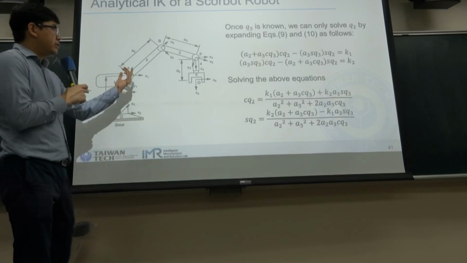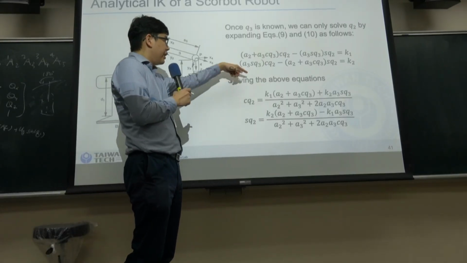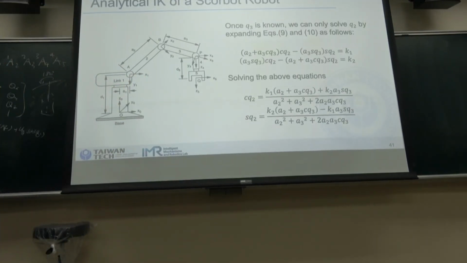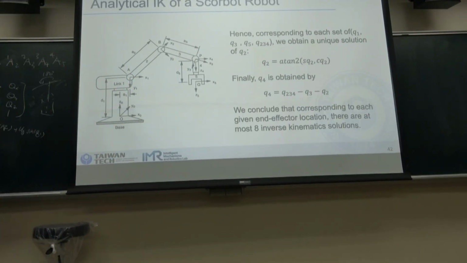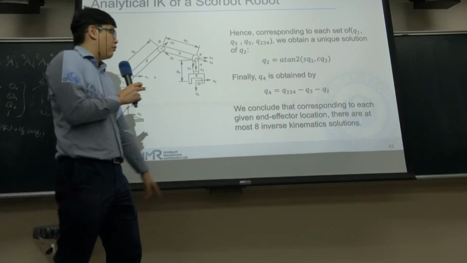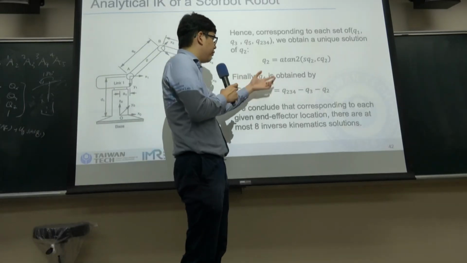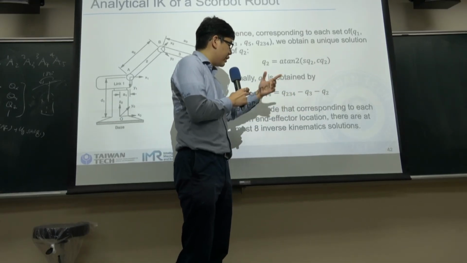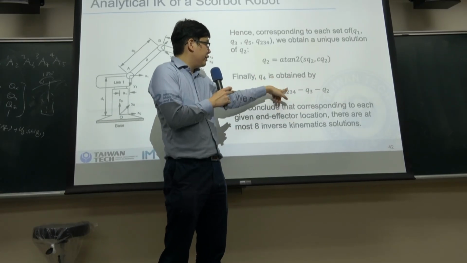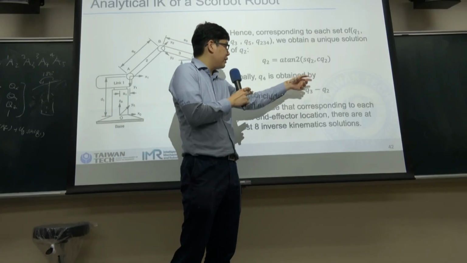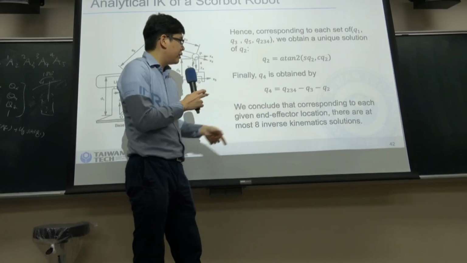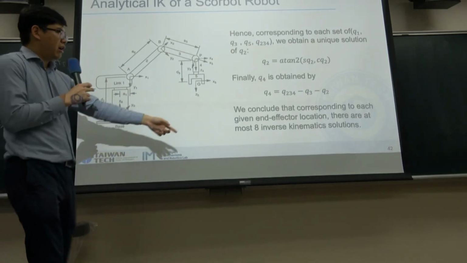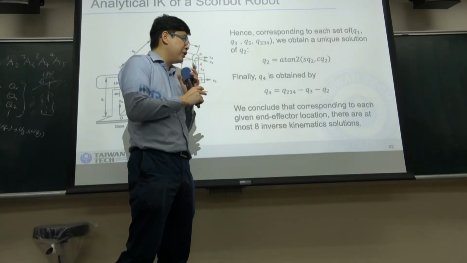And then once you get theta 3, we can get theta 2, because 2 and 3 are linked together. And the last one will be Q4. So we found Q2 and Q3, and we already found theta 2 plus theta 3 plus theta 4, and minus theta 3 and theta 2, then we can get theta 4. So in total, we'll have 8 inverse kinematic solutions.